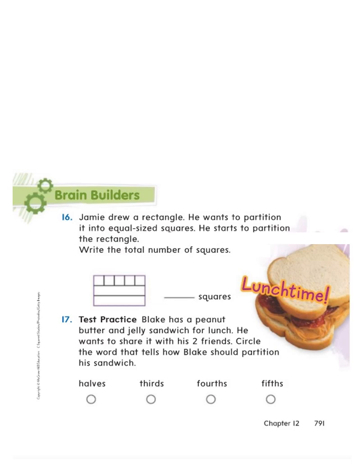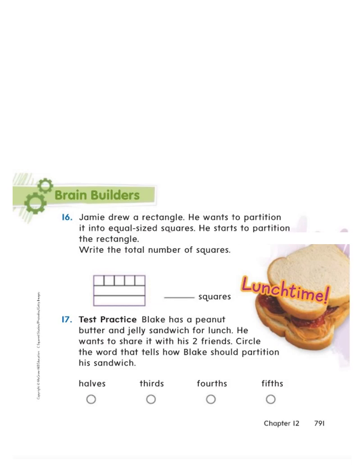Jamie drew a rectangle. He wants to partition it into equal-sized squares. He starts to partition the rectangle. He did not finish the rectangle. It says here he starts to partition the rectangle. Write the total number of squares. So, when Jamie finishes partitioning this rectangle into squares, how many squares will he have?